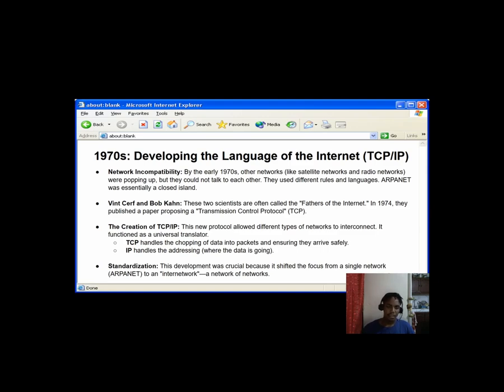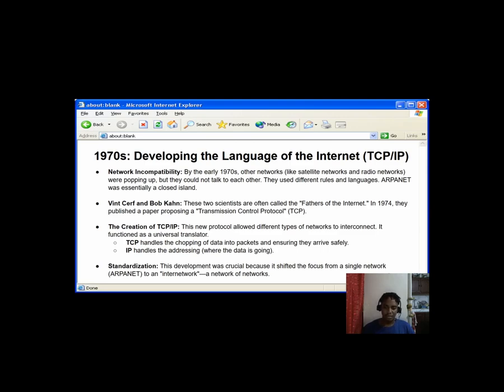Vinton Cerf and Bob Kahn. These two scientists are often called the fathers of the internet. In 1974, they published a paper proposing a Transmission Control Protocol (TCP). The creation of TCP.